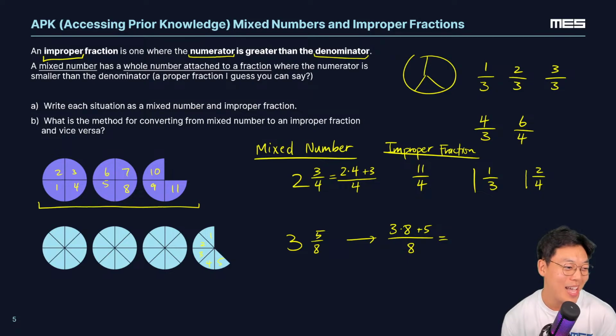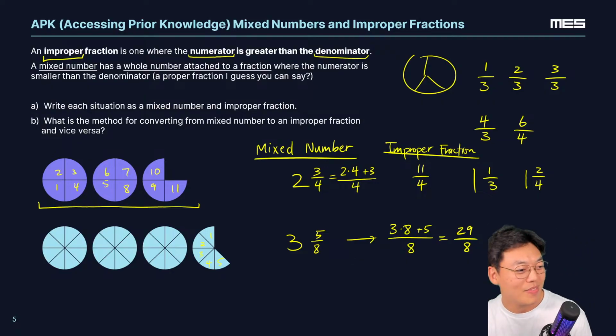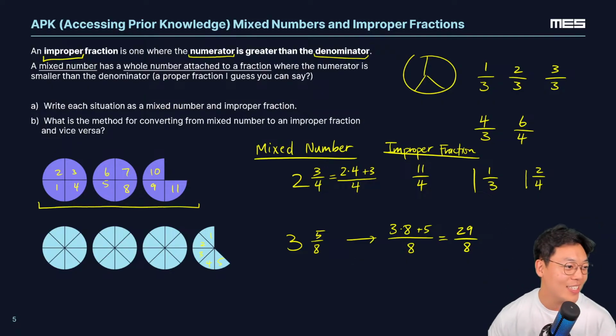Great, Chloe. You beat Max to it this time. We have 29 over 8. Awesome. And I'm sure, Max, you got the same thing. Thank you for encouraging others to type in the chat as well.